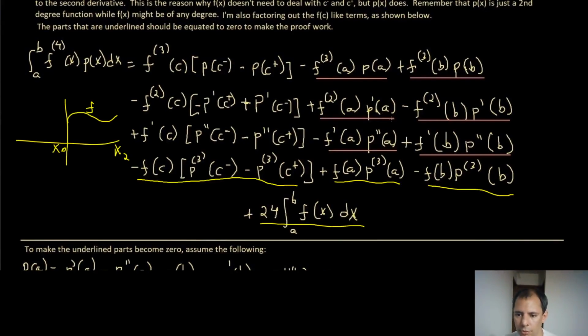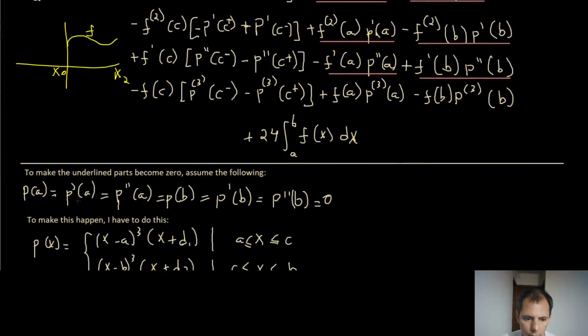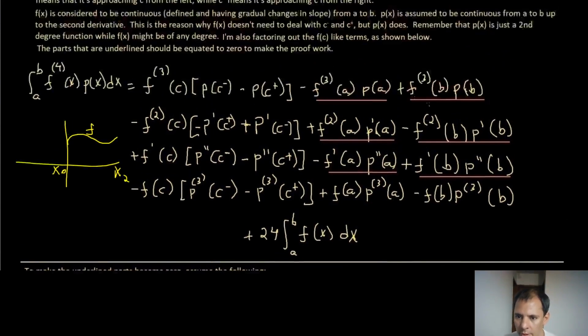Now, how do you do that? Well, the polynomial, you can just say that p of a and p of b are going to be 0. You can just force it. Okay, so p of a equals, as a matter of fact, I already wrote it down there. See here? P of a equals the first of p of a equals the second of p of a equals p of b equals the first of p of b equals the second of p of b equal to 0. If you do that, you're going to knock out all these terms that are underlined, right?